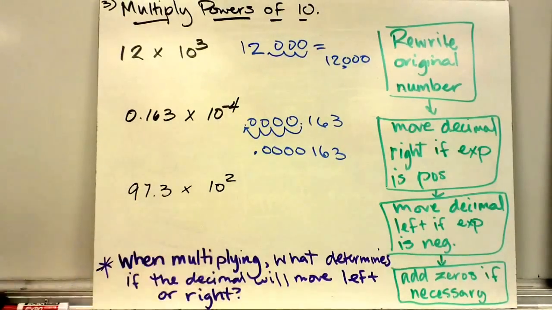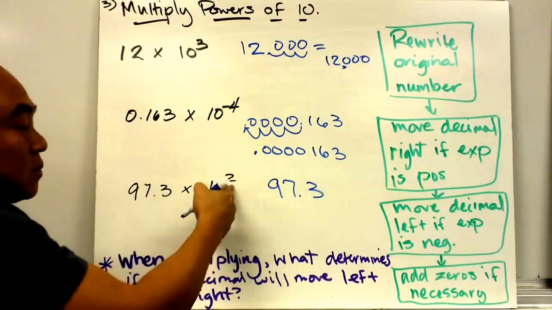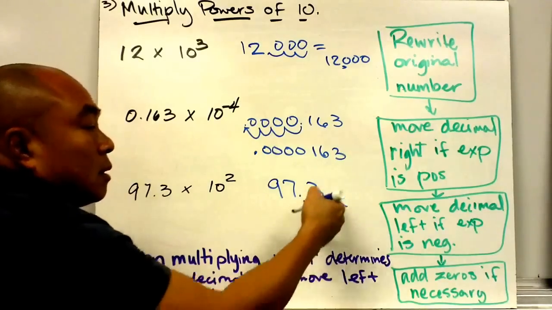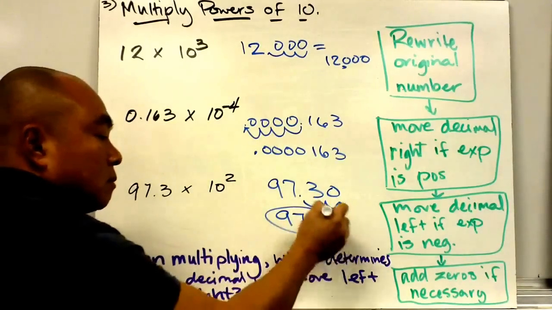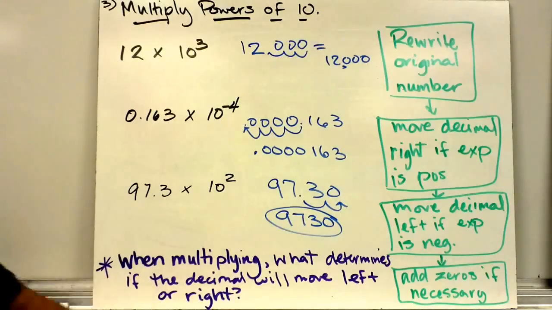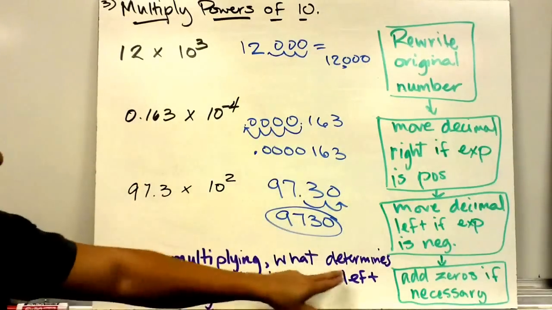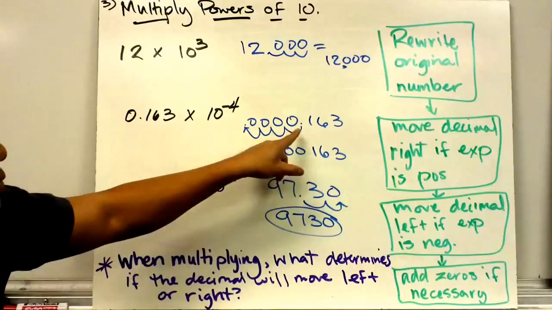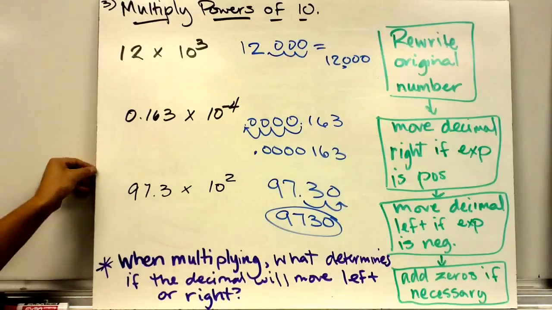And then finally here, I'm going to rewrite again, 97.3. My exponent is 2. Take this over, move it twice. Put a 0 here. My answer is going to be 9,730. Okay? So, looking at these 3 particular problems, when you're multiplying powers of 10, what determines if the decimal is going to move left or right? You saw how this moved left, and you saw how this moved right. So looking at your exponents, that should give you an idea.